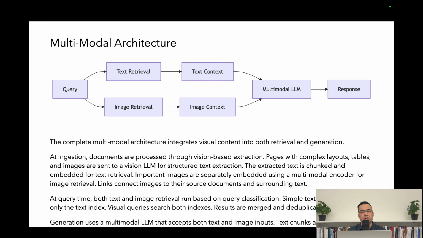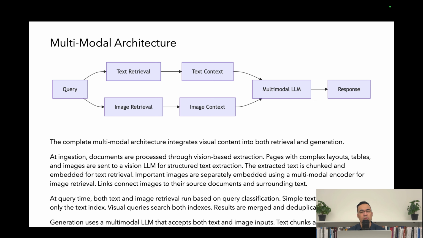You should start with vision-based extraction if your primary need is making visual content searchable. Add multimodal embedding and retrieval if users frequently search for images directly. Add multimodal generation if answers require synthesizing visual and text evidence. You should evaluate which visual content in your corpus provides retrieval value. Not every image needs indexing.